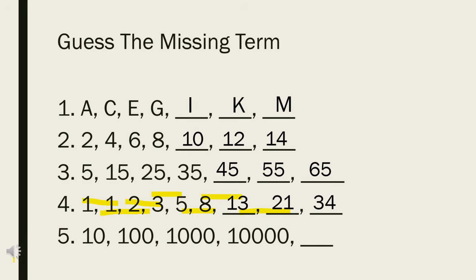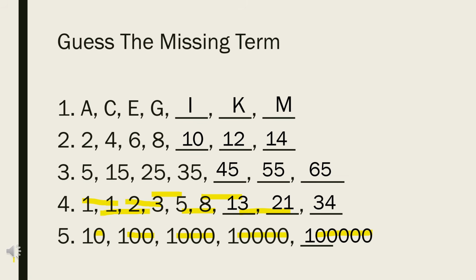Easy for number 4. Next, number 5. Suppose we have 10, 100, 1000, 10,000. What would be the next term, or the missing term? There are two ways here. We can add 0. The first term, which is 10, has only one 0. The second term, which is 100, has 2 zeros. The third term, which is 1000, has 3 zeros, and so on. So the fifth term has 5 zeros, and the answer is 100,000.